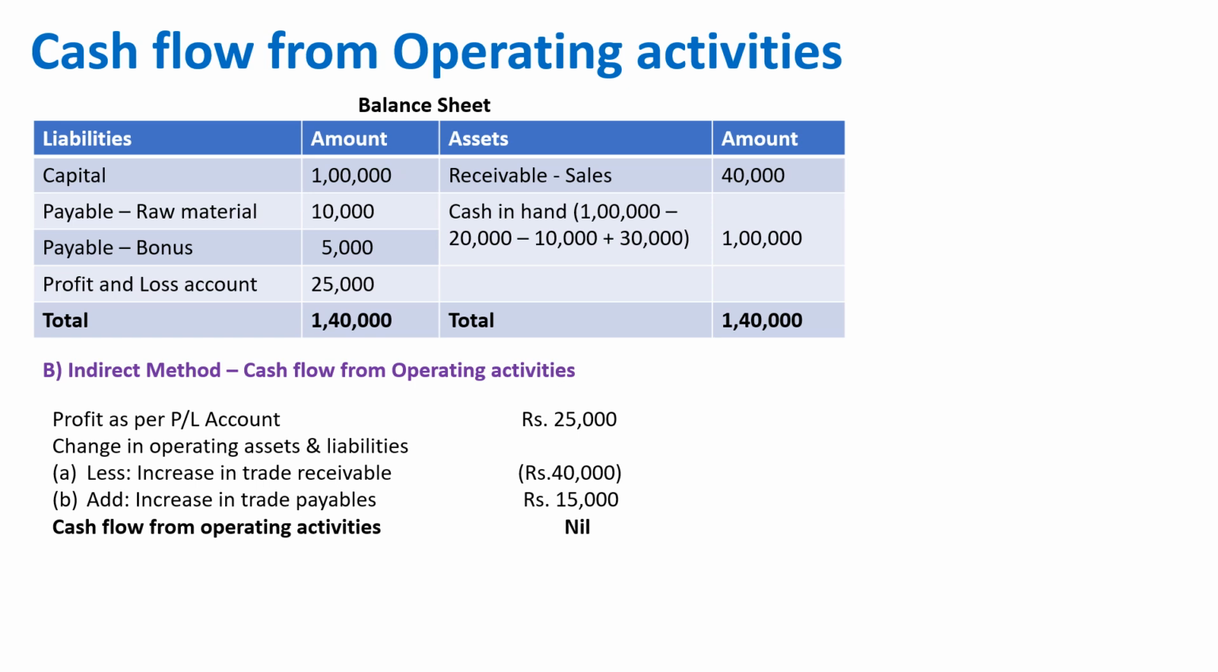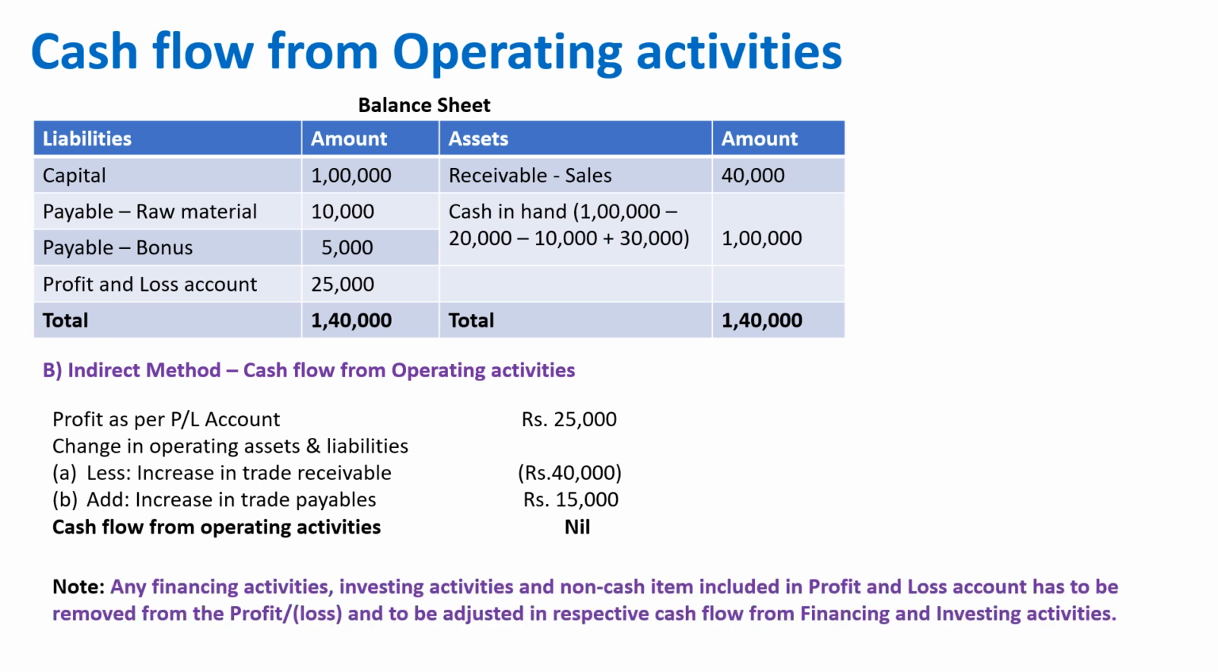So here, the increase in trade receivable is 40,000 rupees, which is negative because in the opening period it was 0. From there, it increased to 40. We are always comparing with the previous period. Similarly, the trade payable of 15,000, which is 10,000 raw material payable and bonus payable of 5,000 rupees, is shown here as additions. Cash flow from operating activities is nil. So in both methods, the result will be the same. However, in the indirect method, it is quite easier to calculate because you will have the opening balance sheet and the closing balance sheet, which can be compared easily.